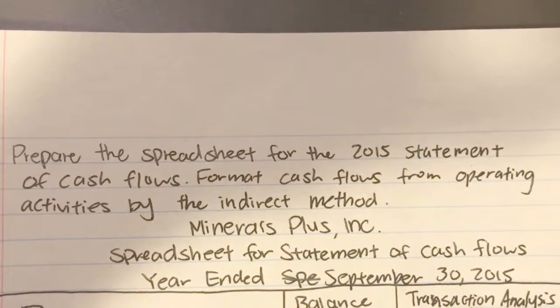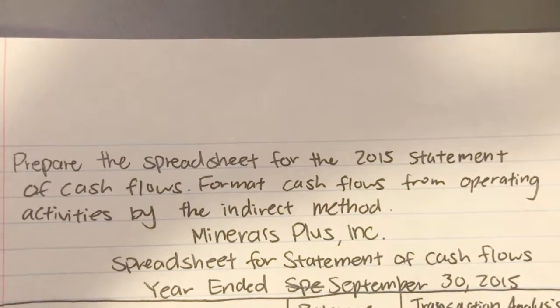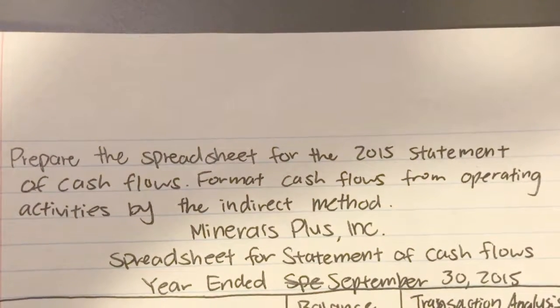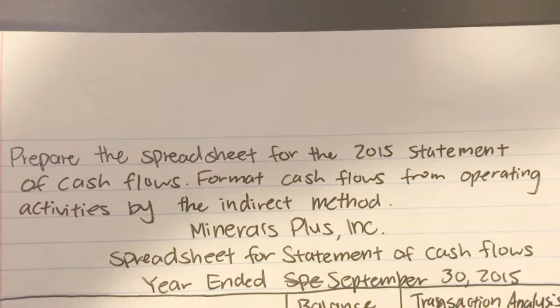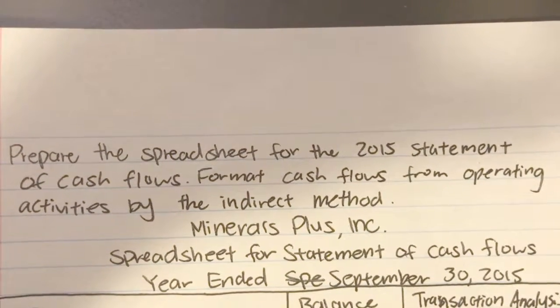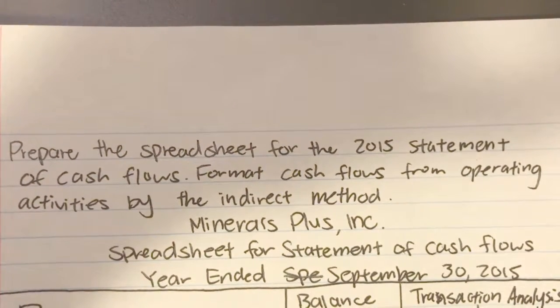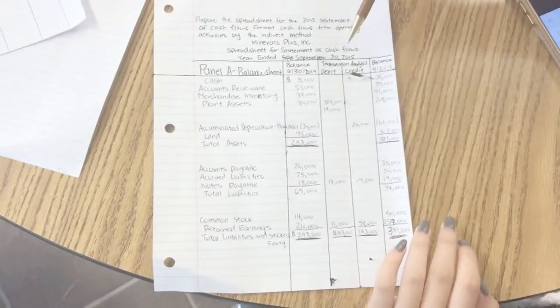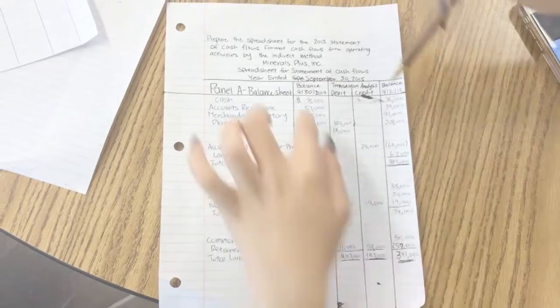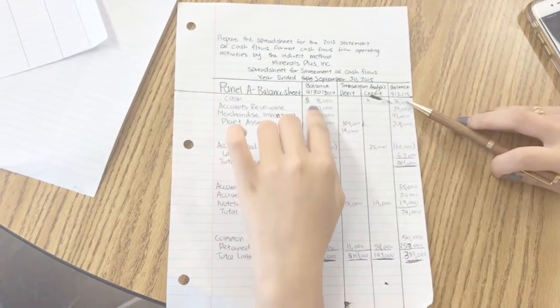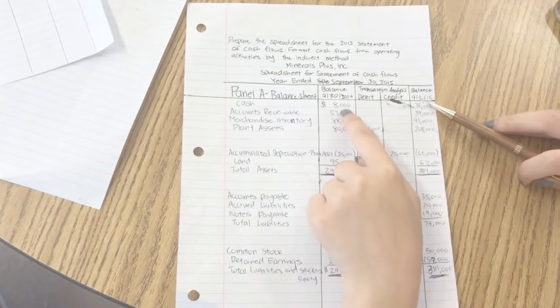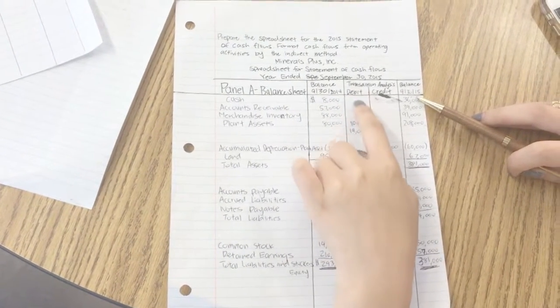So for this problem, we looked at the two charts given, and we had to prepare a spreadsheet for the 2015 statement of cash flows, formatting cash flows from operating activities by the indirect method. Okay, so in order to get the transaction analysis, you would need to look at both sides, and we see that this side would be bigger than 8,000, so you would put it on the debit side.